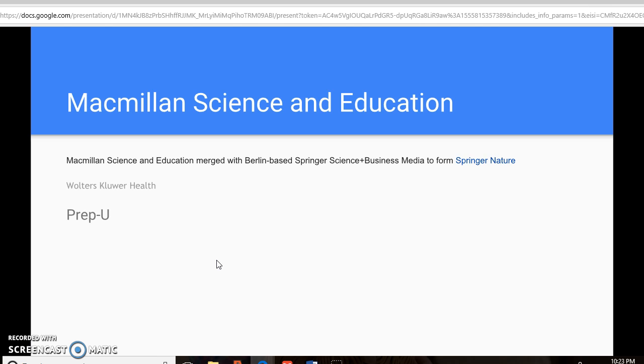They have merged with Springer Science and Business Media to form Springer Nature. A lot of folks may be familiar with them in reviewing online peer-reviewed journals and being a distributor of that information, but through a partnership with Wolters Kluwer Health, they also have made possible an adaptive learning suite of technologies known as PrepU, and that's what we're going to focus a little bit more on in this presentation.